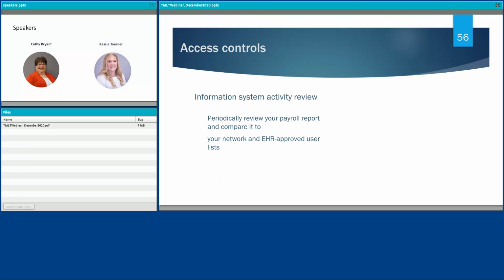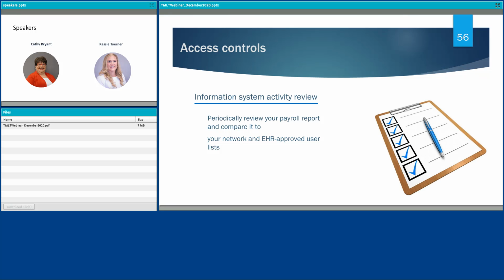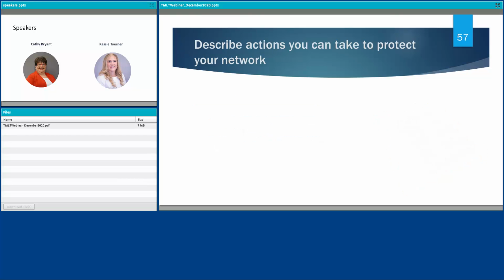So, access controls and information system activity review. We would recommend that you periodically review your payroll report and compare it to your network and your EHR approved user list to ensure that there is not anyone on that list who is continuing to have access who should not have access. So the information system review, as we've mentioned, is a checklist. Periodically review it and make sure that you are monitoring that list so you're sure who is in your system.